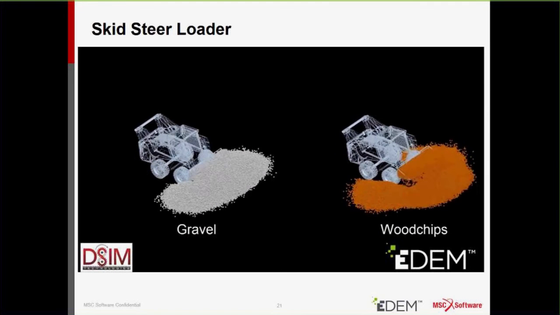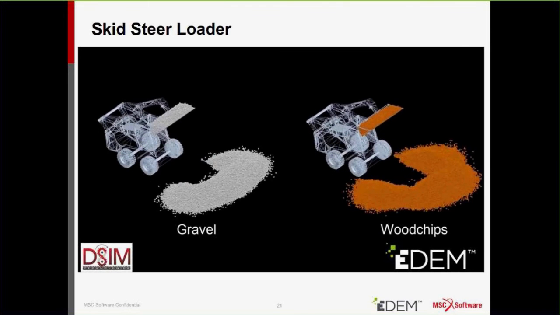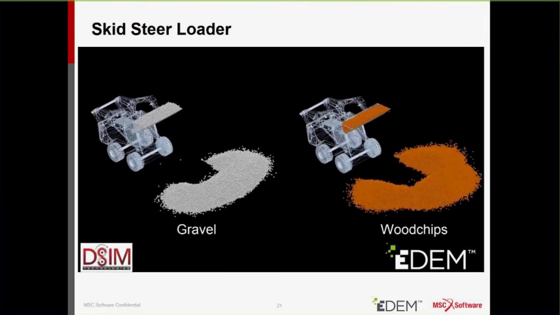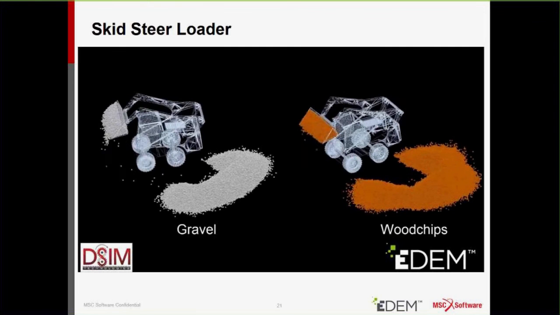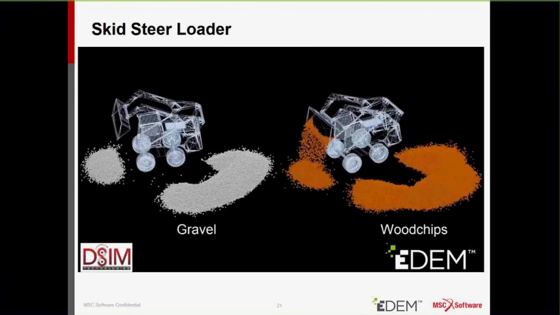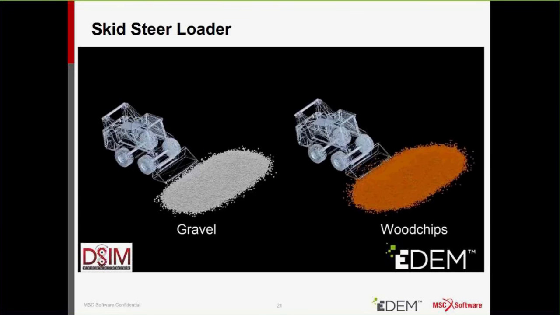In this next example, we're again comparing the effect of different material types. And this time we're looking at a skid steer loader digging into an unconstrained pile of materials. So the previous example showed a bed of material that was constrained on the sides. This time the pile is free to move and react much more freely in response to the equipment dynamics.